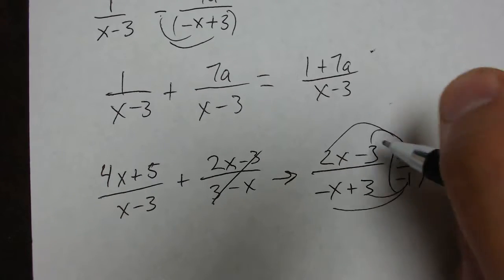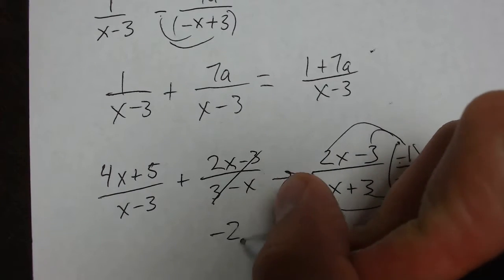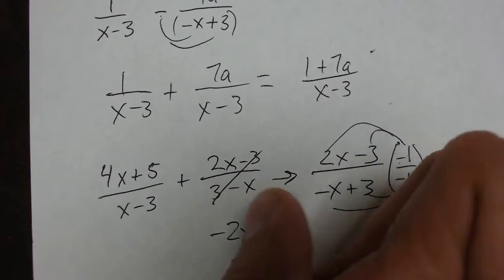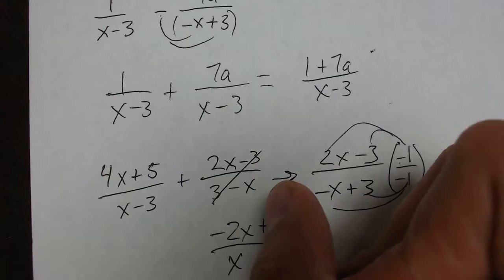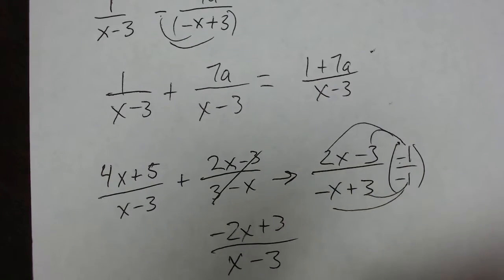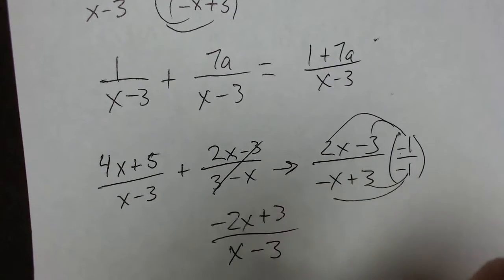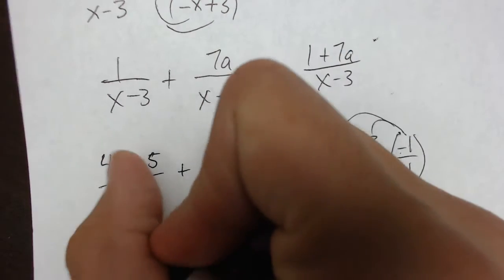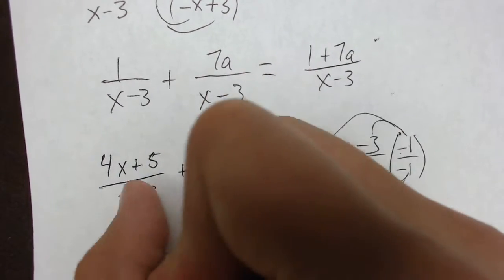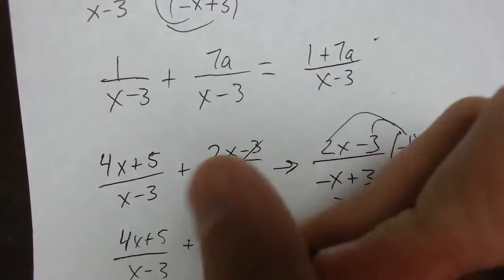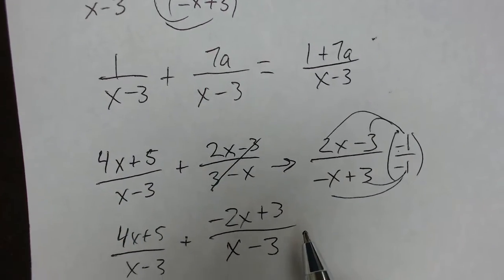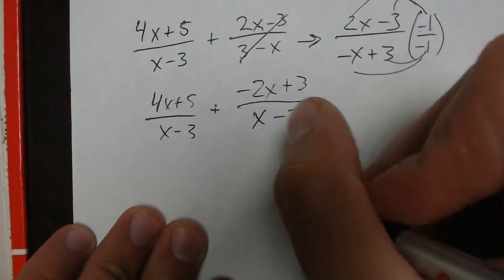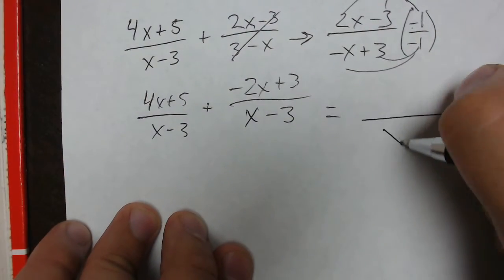What that does is this rewrites my fraction as negative 2x plus 3, because both these signs change, and then both of these signs change. It becomes over positive x minus 3. And then, ta-da, I have the same denominator. So then I can just take 4x plus 5 over x minus 3, and then I can add these. And then it becomes simple. I just write all of this over the denominator of x minus 3.